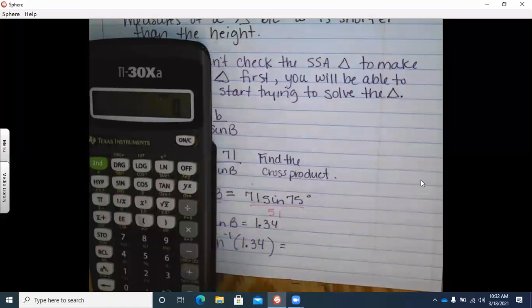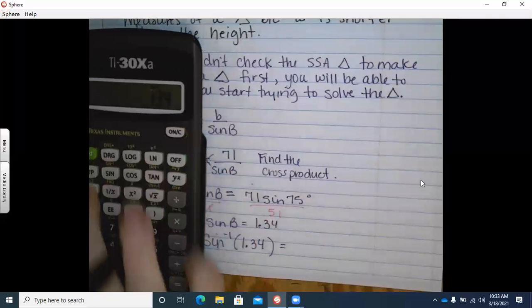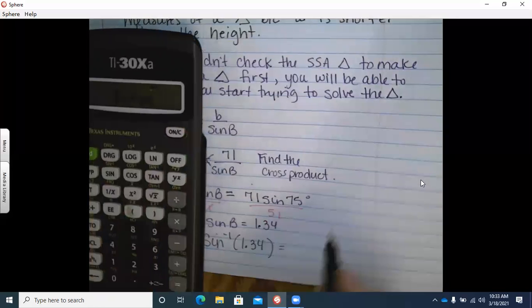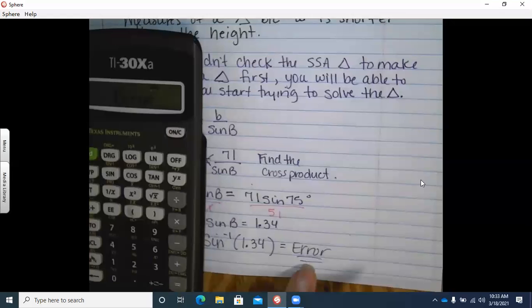So what is that? Sine inverse of 1.34 gives an error. Why do you think it's giving us an error? Because it's not a triangle. But be careful, because you could also get an error because you did something wrong. So make sure of that first. But if you didn't do anything wrong and you're getting an error when you put in a sine inverse, then it's because it's an ambiguous case.